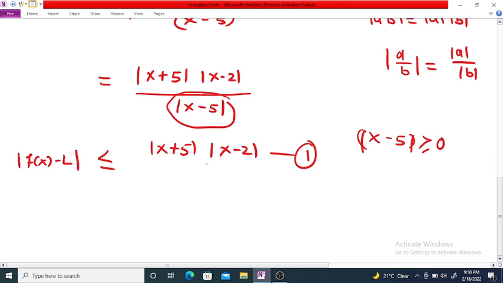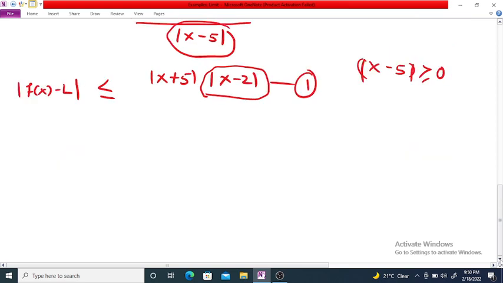We obtain the term x minus 2, but there is one extra term, x plus 5. So to remove this term, we consider a unit neighborhood around 2. So this implies consider mod of x minus 2 less than 1. This implies minus 1 less than x minus 2 less than 1.